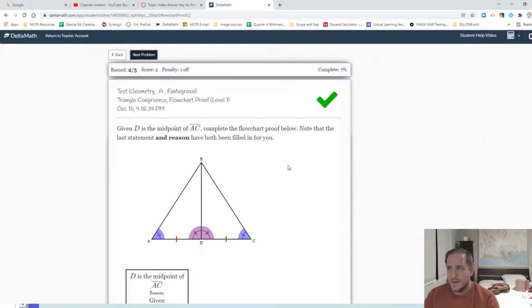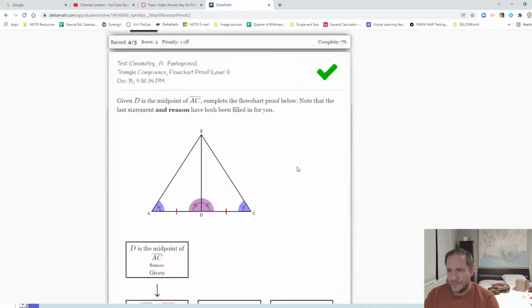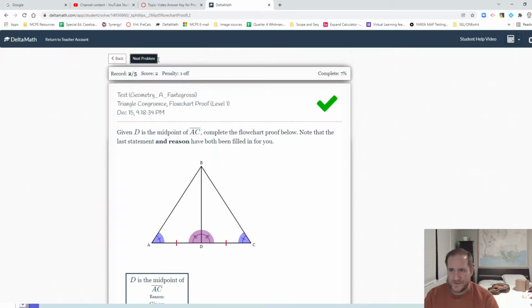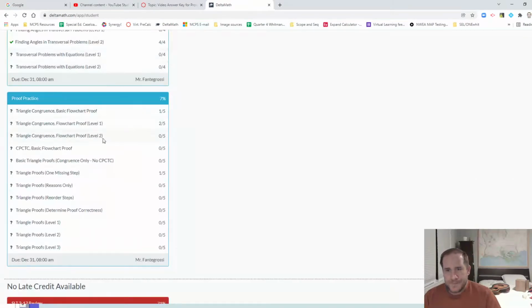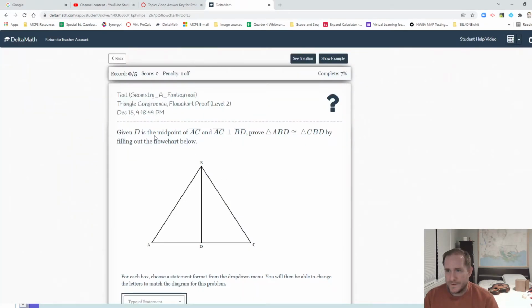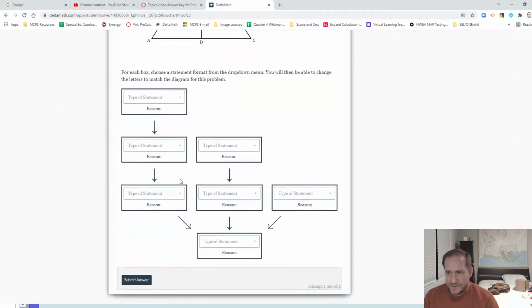Okay. So you could go through and do a bunch more of these if you wanted to. You can go next, next, next, next, next. So out of curiosity, that was level 1. How's level 2 going to be? D is the midpoint, and the things are perpendicular. I don't hate this. This seems okay. Again, it's sort of oriented off to the side. I don't remember if this works.